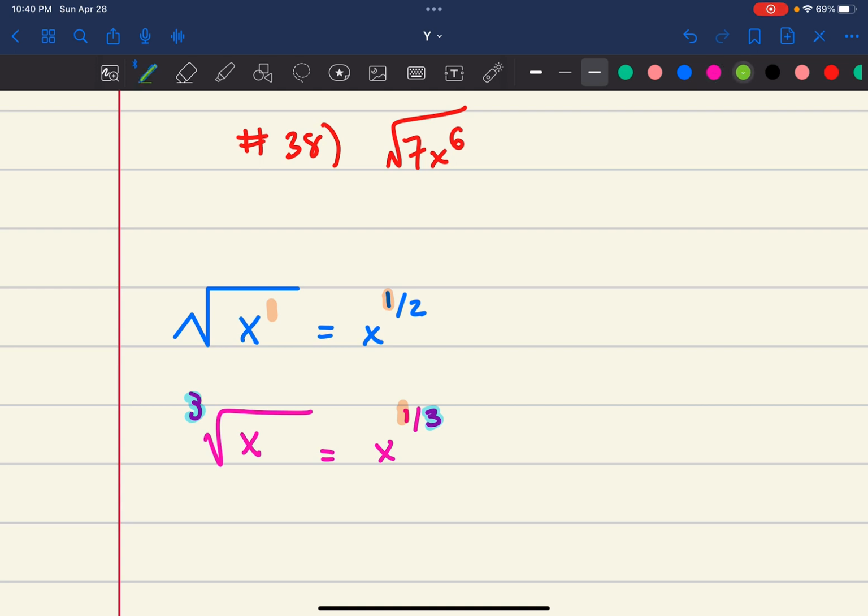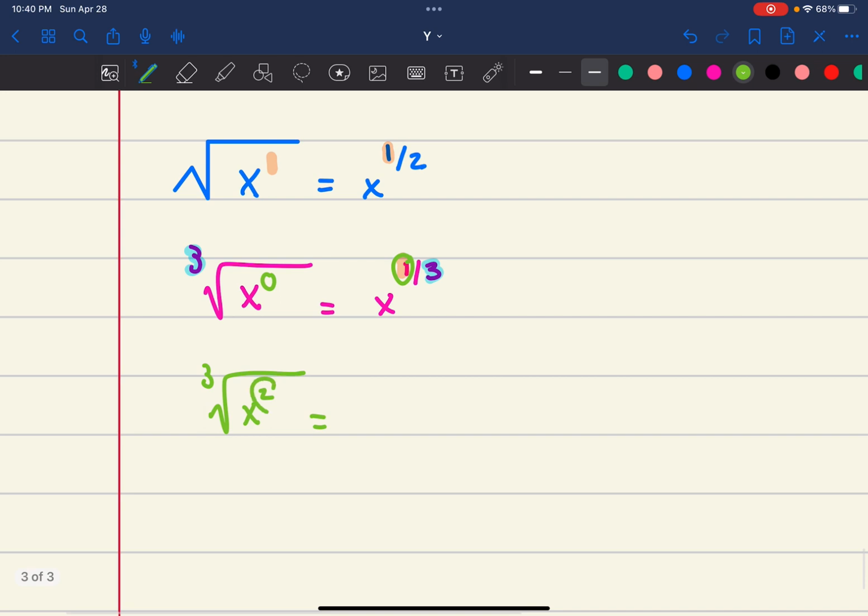Now say we kept that cubed root, but now we had x squared. Remember how I said the 1 was right here? The 2 is here, right? So now we have x to the 2/3. The 3 is still there from the cube root, and then the 2 is the square.